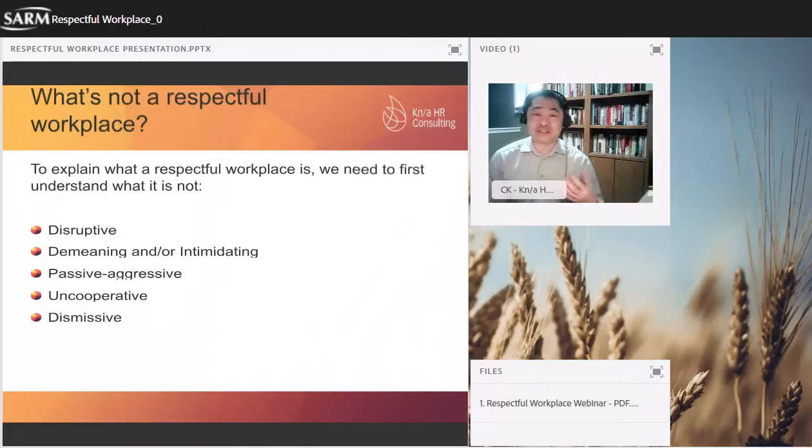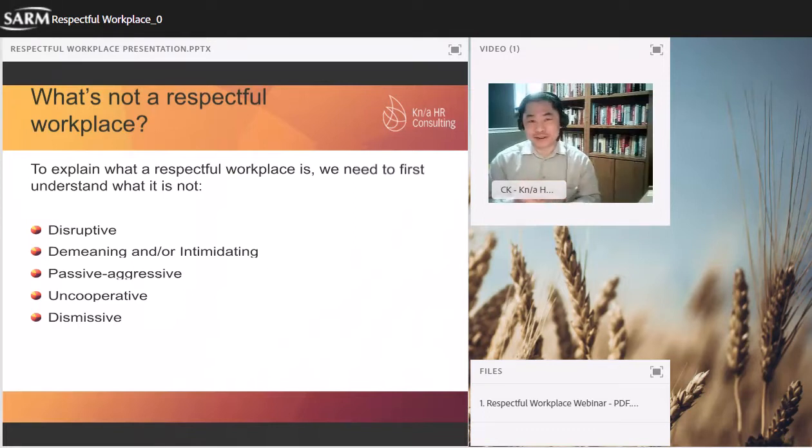So what does this mean? Sometimes it could be patronizing, gossiping and spreading rumors, or sometimes being impatient or not recognizing the contributions of other people or your coworkers. Again, these are just some very basic ideas of what disrespectful workplace behaviors would look like.